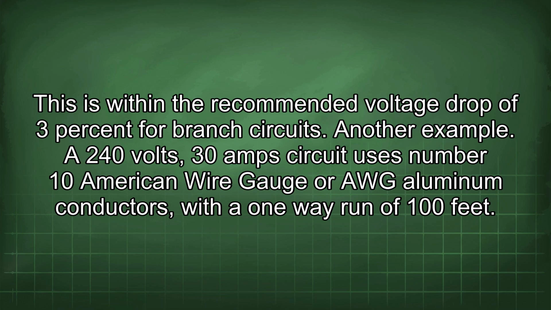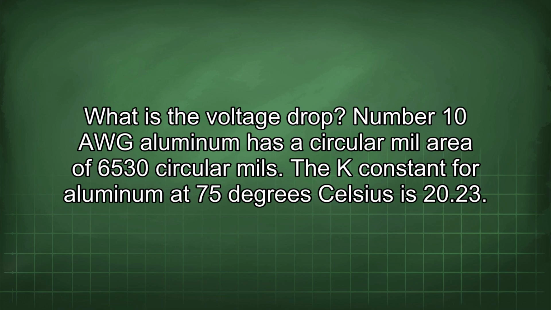Another example. A 240 volt 30 amp circuit uses number 10 American wire gauge, or AWG, aluminum conductors with a one-way run of 100 feet. What is the voltage drop? Number 10 AWG aluminum has a circular mil area of 6,530 circular mils. The K constant for aluminum at 75 degrees Celsius is 20.23.